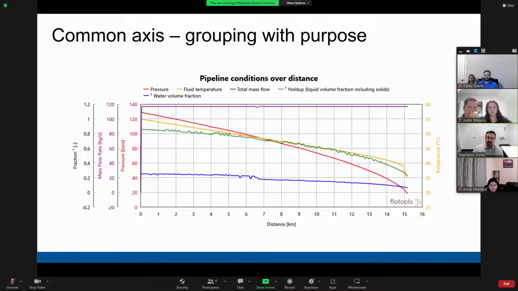With simplicity in mind, let's discuss how to use our axis effectively for 2D plots.